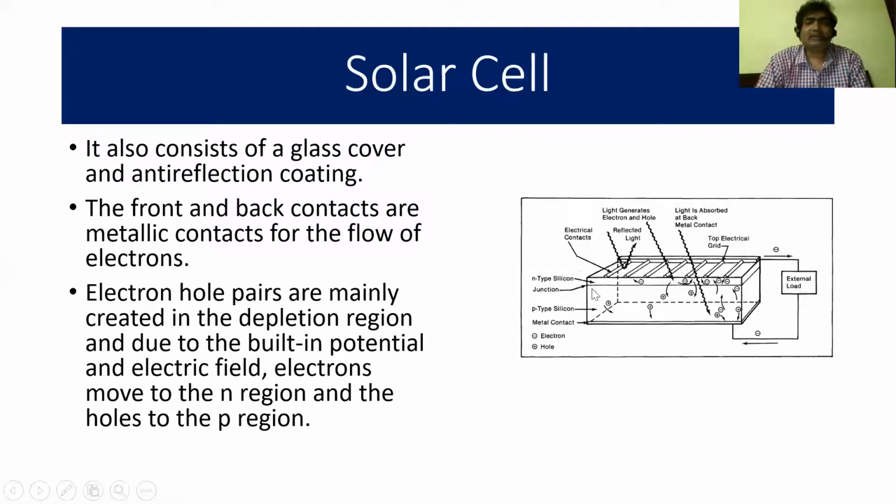The front and back contacts are metallic contacts for the flow of electrons. So here these are the front electrical contacts and this is the back electrical contact. When an external circuit is connected to these front and back electrical contacts, a current will flow. Electron hole pairs are mainly created in the depletion region, and due to the built-in potential and electric field, electrons move to the N region and the holes to the P region.